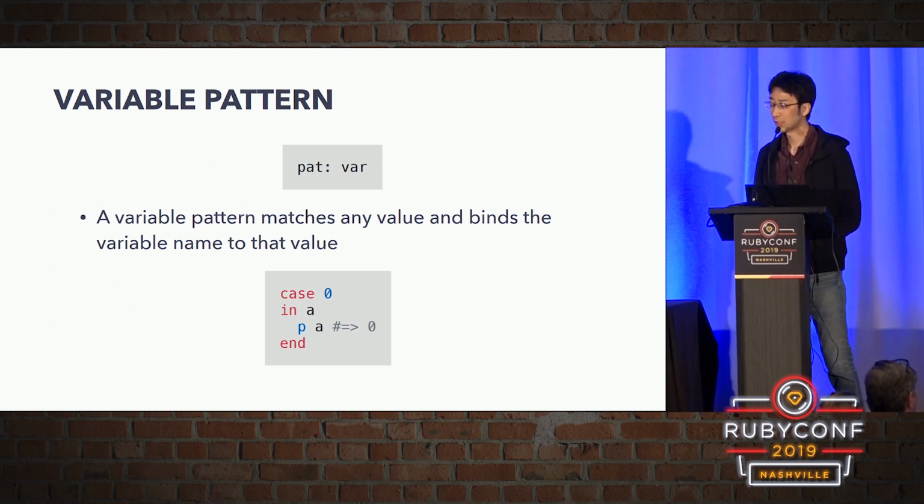And next is the variable pattern. A variable pattern matches any value and binds the variable name to that value. So in this pattern, A is set to 0.